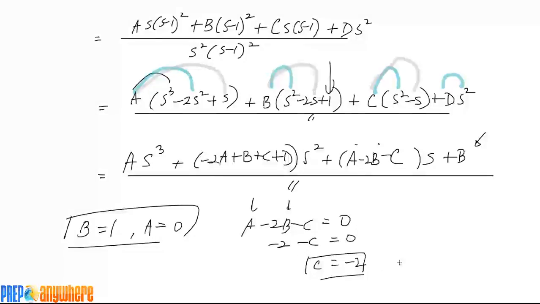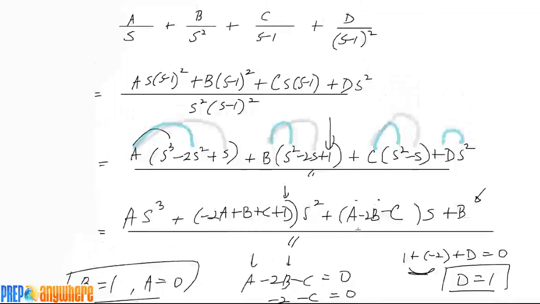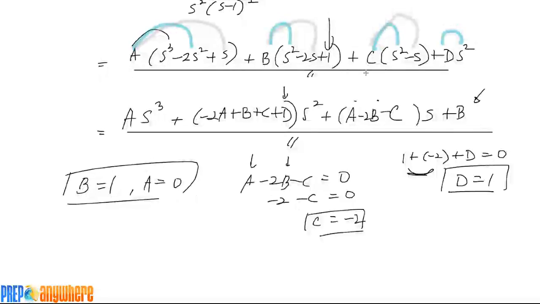Okay, A, B, C. And then D. Okay, for D we can find from here. So we get B is equal to 1. C is negative 2 plus D is equal to 0. Negative 1, so D must equal 1. Okay? Alright, so now we can integrate.